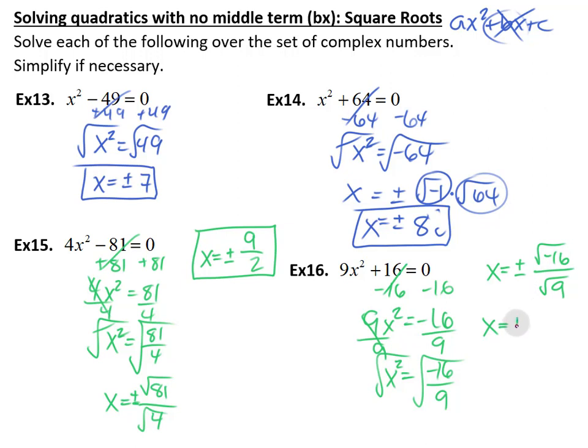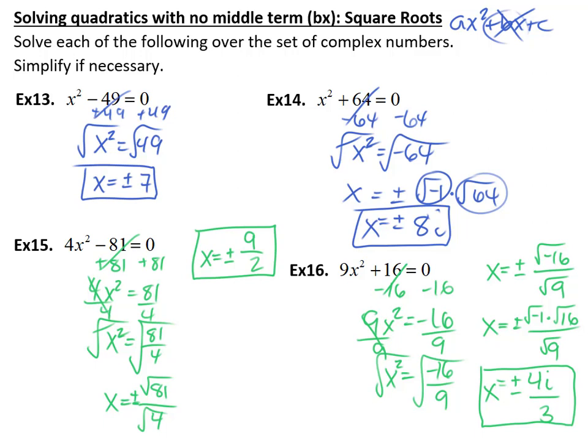Now up top, remember with that negative, you can think of that as square root of negative 1 times the square root of 16. So we get plus or minus, square root of 16 is exactly 4. That's going to give me an i, so we can write 4i up top. And the square root of 9 in the bottom is 3. 4 thirds i, or 4i over 3, plus or minus, are our 2 final solutions.